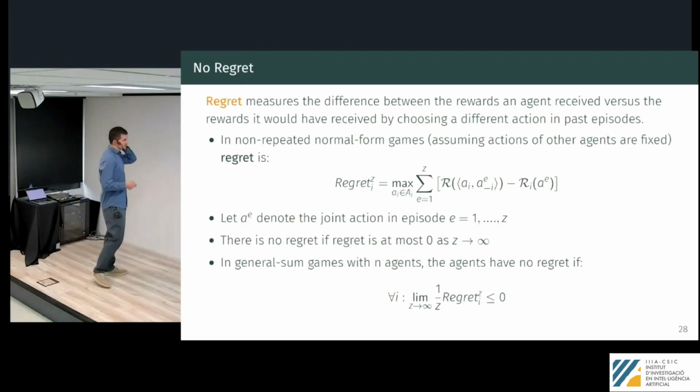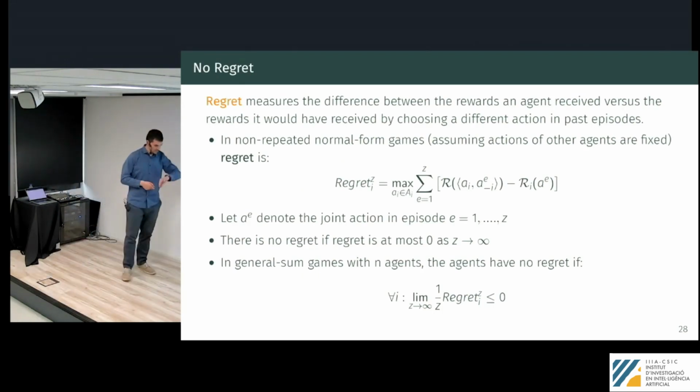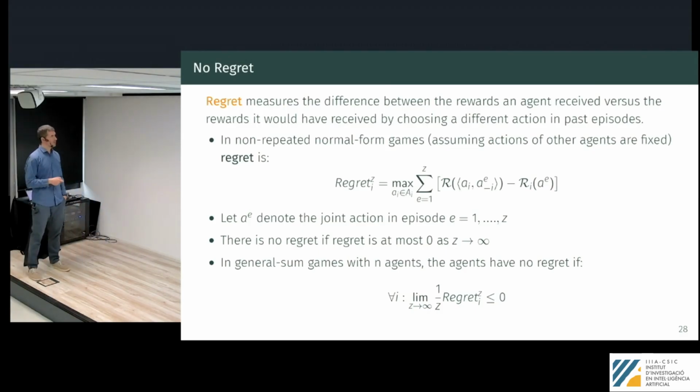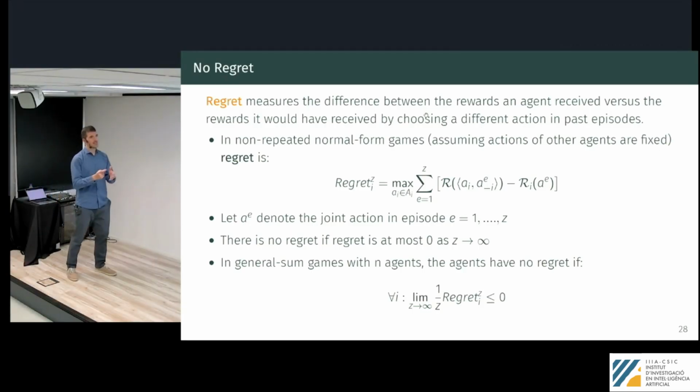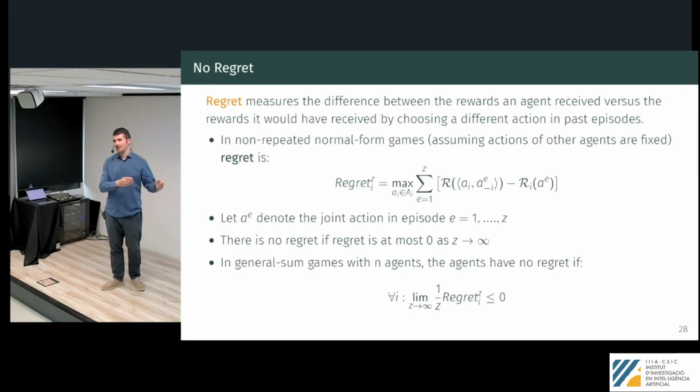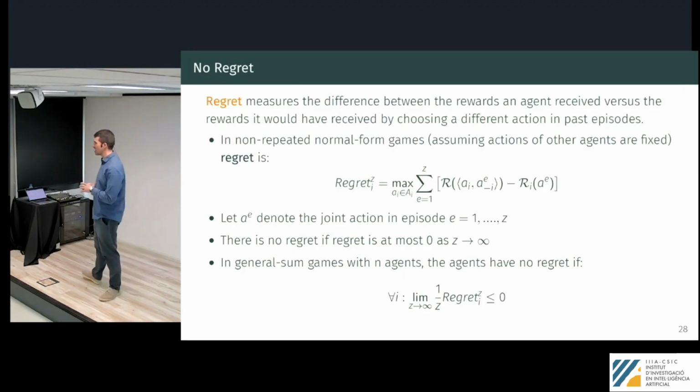Okay, the last solution concept, I think, then we're done with this part of the lecture, is very important. This is called regret. Regret measures the difference between the rewards an agent received versus the rewards that it could have received if it had picked different actions in past episodes. That's where this word regret comes from. Oh, I'm regretting that I didn't pick A instead of B.